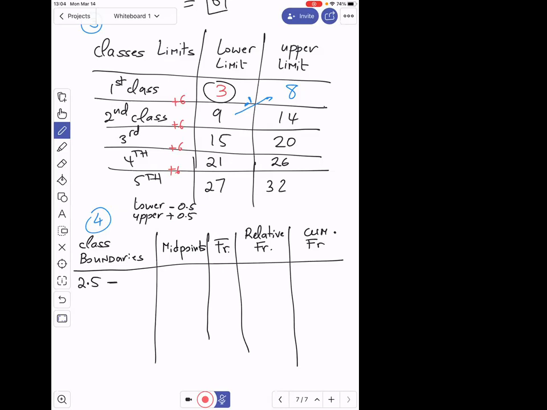Okay. So you subtract 0.5 from 3, that's 2.5. So it's going to be from 2.5 to, and then you add 0.5 to the upper limit. So that will be your upper boundary. That's 8.5. That's the first class. For the second class, you subtract 0.5 from 9, so that's 8.5, and you add 0.5 to the upper limit, so 14.5 is going to be your upper boundary.